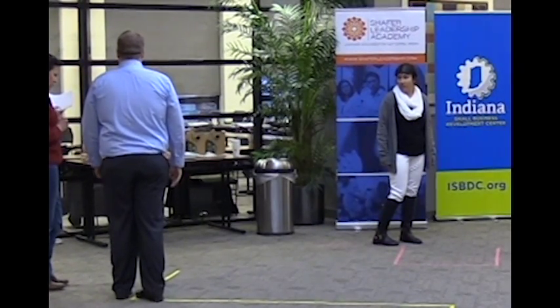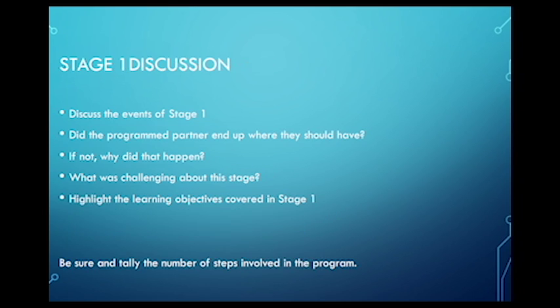Once everyone gets through their paths, discuss what happened. Determine whether the second person ended up where they should have. If not, why not? Keep repeating this process until anyone can make it through the course correctly. Tally the number of discrete steps involved in your program. The third part of stage 1 is discussion. Be sure to discuss with participants how they felt about the activity and what they found challenging, and highlight with them some of the learning objectives covered.